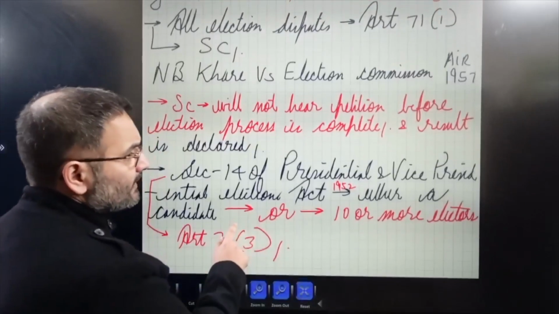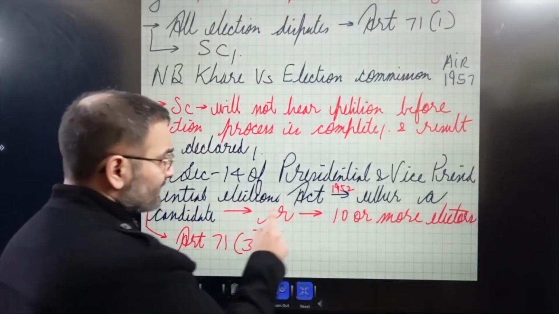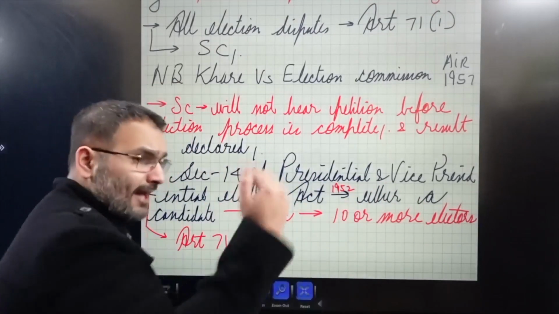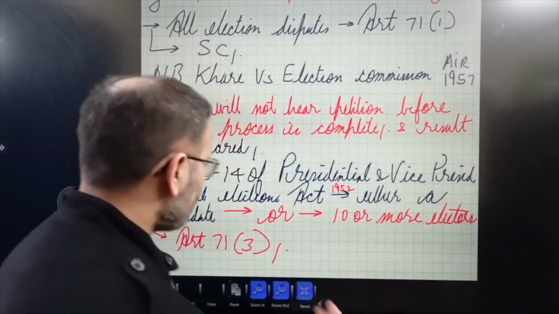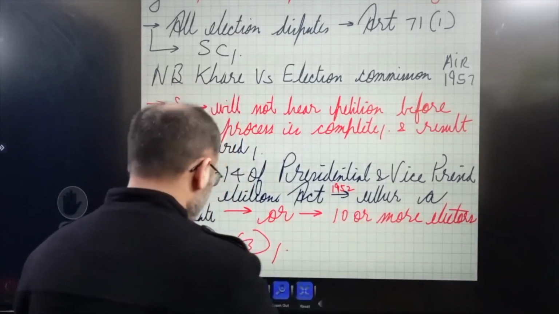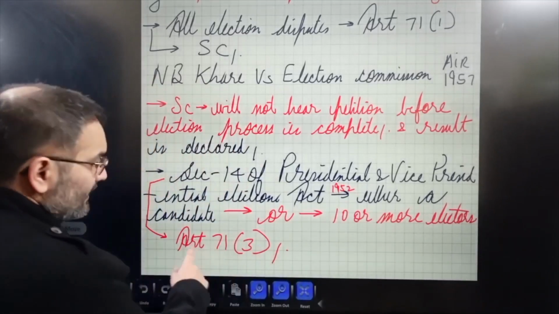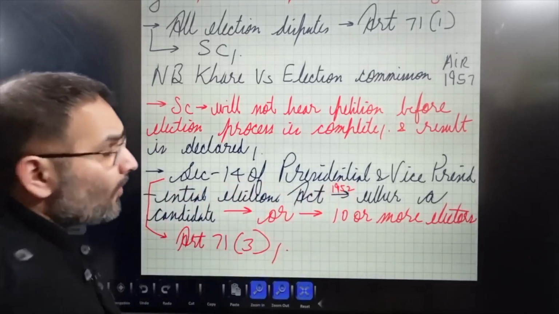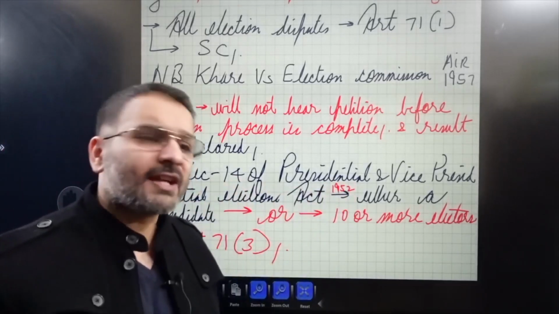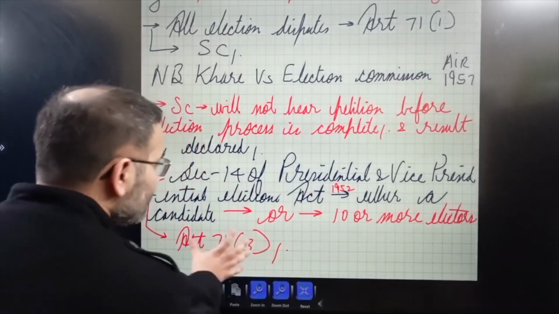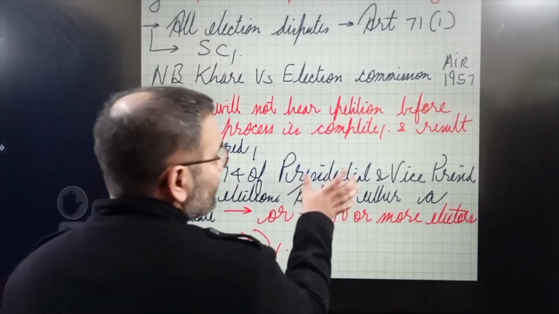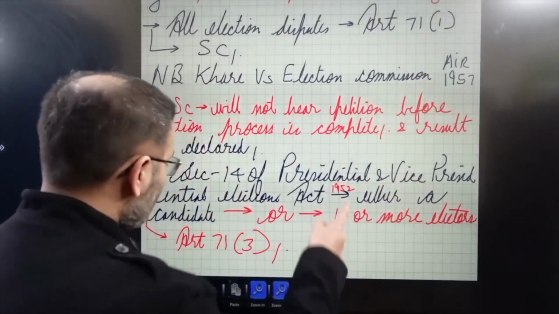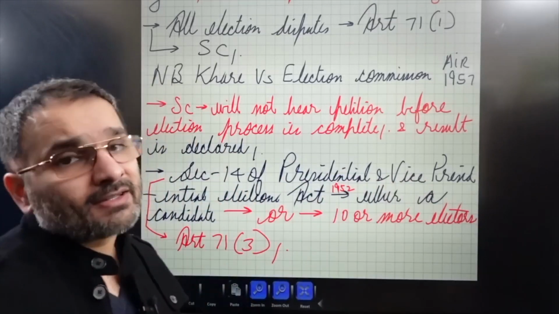Section 14 of the Presidential and Vice Presidential Elections Act 1952. Only two people can file this petition: either a candidate, that means the person who is fighting for the post of president, or 10 or more electors. All right, so that's basically Article 71 clause 3, where all this is mentioned. But for this we have a separate law. Under Article 71 clause 3 we have said that Parliament may make law. So according to that, we enacted this Act, the Presidential and Vice Presidential Election Act 1952, and it is given in its section 14. So either a candidate or 10 or more electors can file this petition.